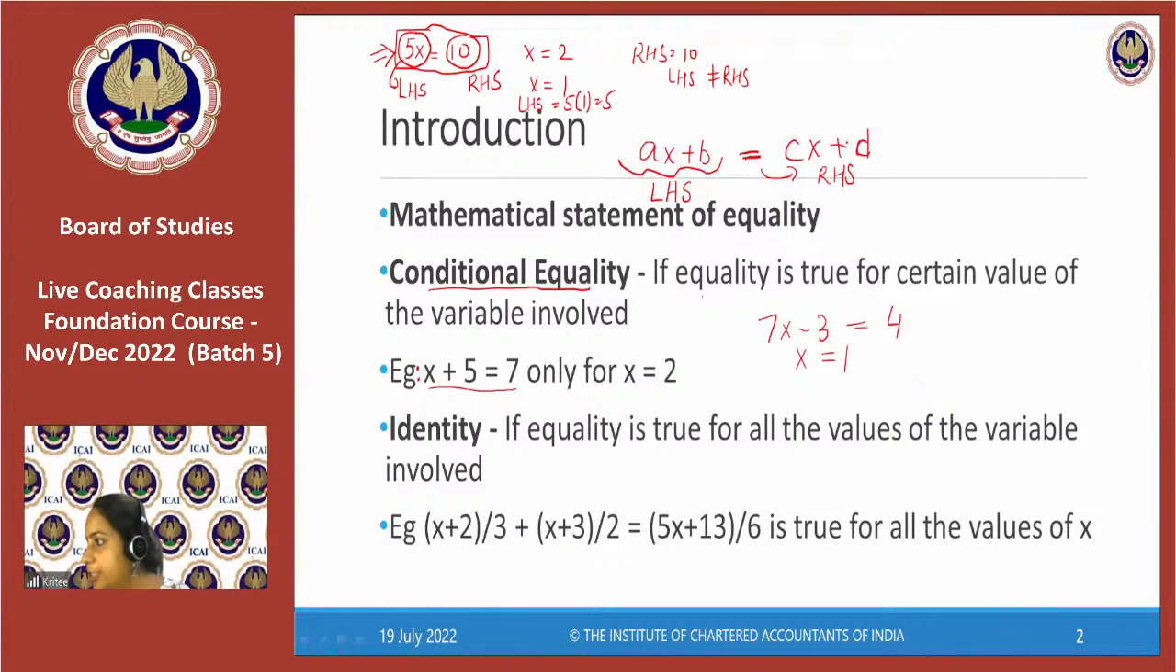Wait for identity, Loveleen. Wait. Yes, Naba, I can see your message also.